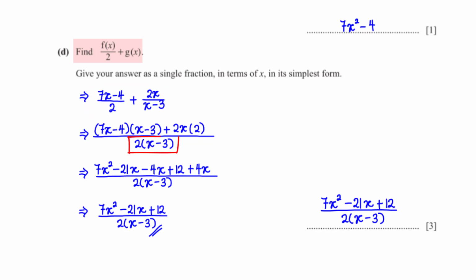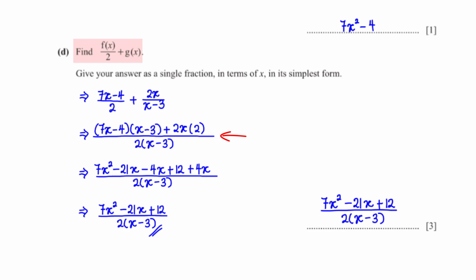To get the LCM, we simply multiply the denominators of both fractions. 2 goes into the LCM and we are left with x minus 3, which multiplies the numerator to give us 7x minus 4 times x minus 3. X minus 3 goes into the denominator and we are left with 2, which multiplies the numerator, giving us 2x times 2.